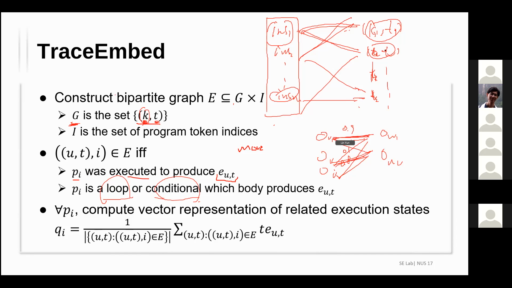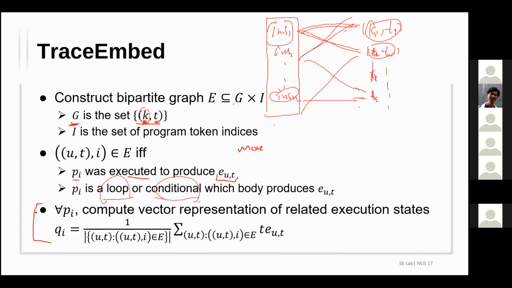Right. So this is the standard formulation of the bipartite graph. And here they do not calculate anything. They just take the concept of the bipartite matching. So basically, it's not a bipartite matching. It's just a bipartite graph that helps them do this part. I believe it's just to help them in this portion, where they are trying to compute the vector representation of the related execution state.